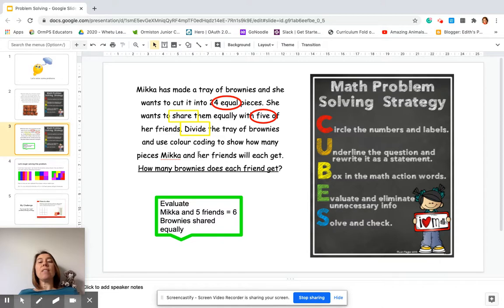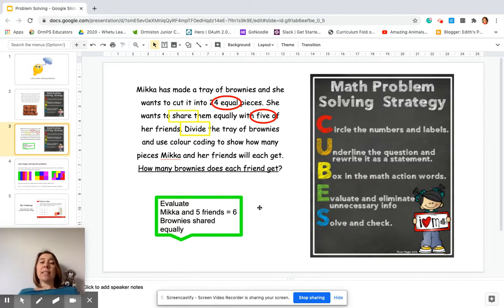The next is evaluate and eliminate unnecessary information. So in the box down below, I wrote here that it's Mika and her 5 friends, which means there are actually 6 people. As well as that the brownies are shared equally. That's important because I wouldn't want to be the friend that got less than my other friends. And the last part of the CUBES acronym is the S, solve and check.